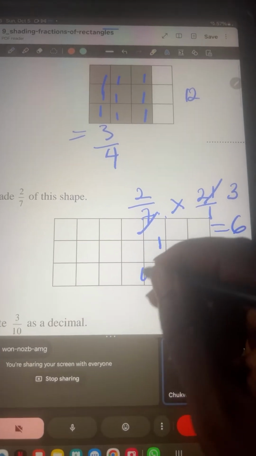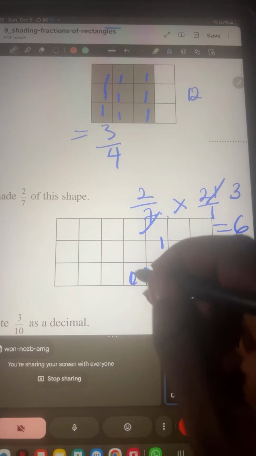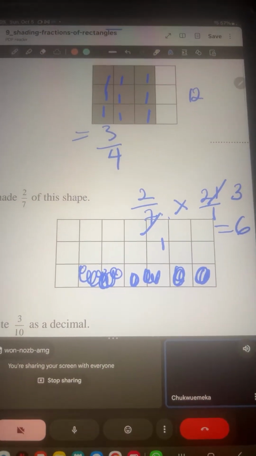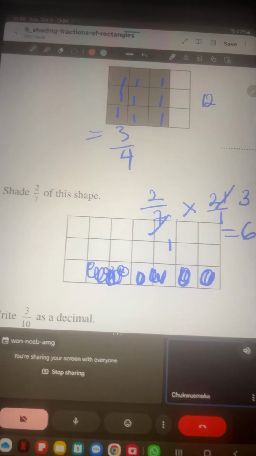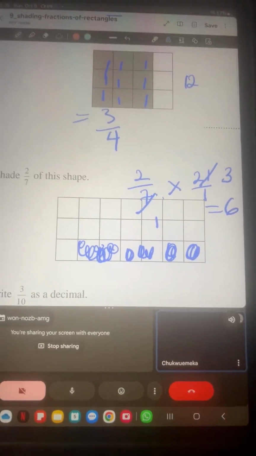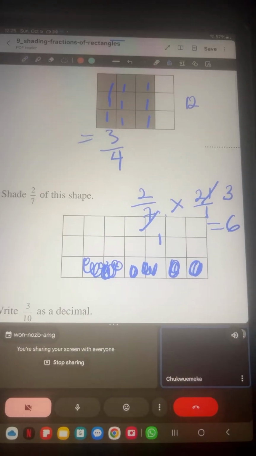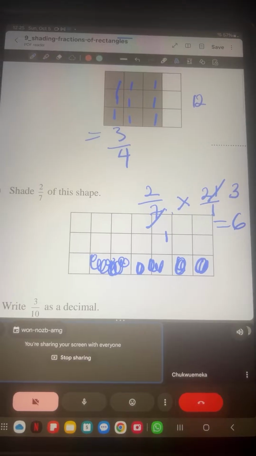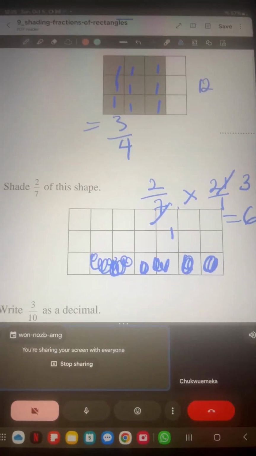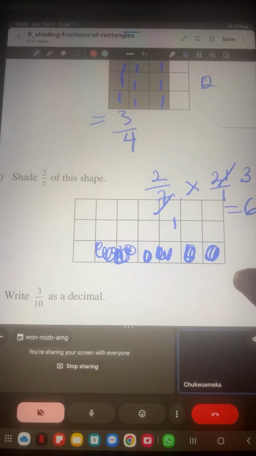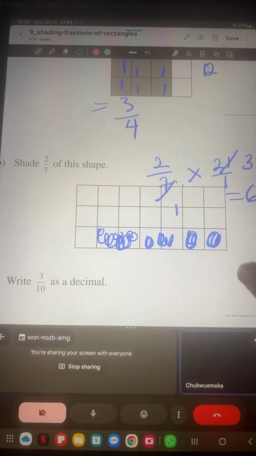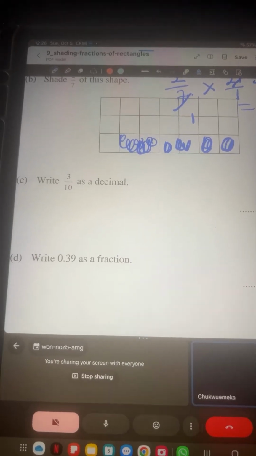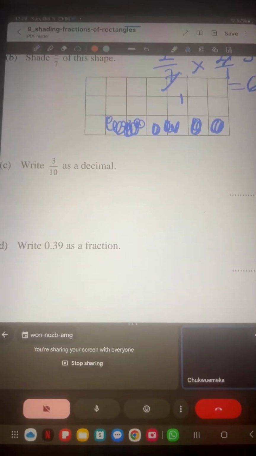1, 2, 3, 4, 5, and 6. Because we are interested in shading 2 over 7 of this shape, and 2 over 7 of this shape is simply shading 6 parts. Is that okay to you? Does that make sense? Yes. Okay. Now the next question is write 3 over 10 as a decimal.